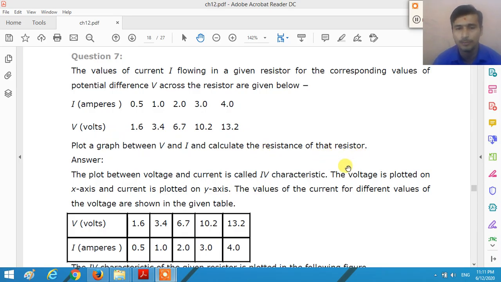So how do we plot a voltage and current graph? The plot between voltage and current is called the IV characteristic. And dear students, we know that according to Ohm's law, V is equal to IR. As the potential increases, the current passing through the resistor increases.